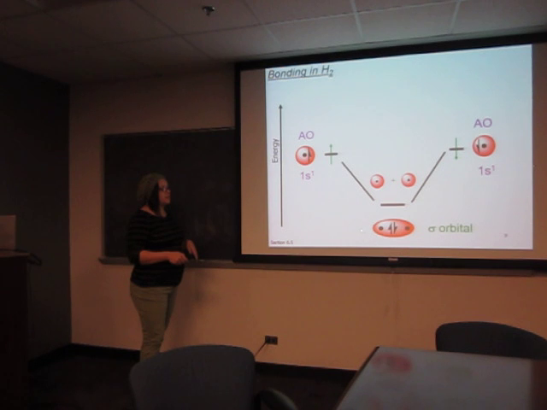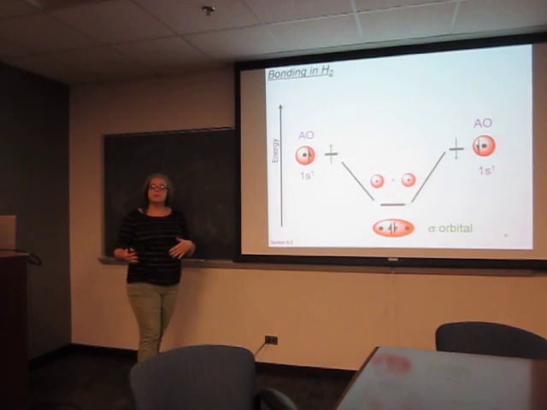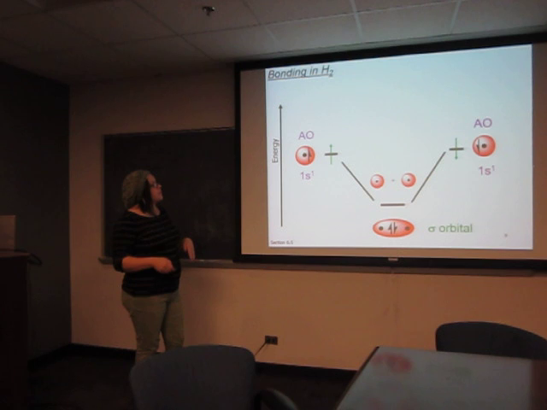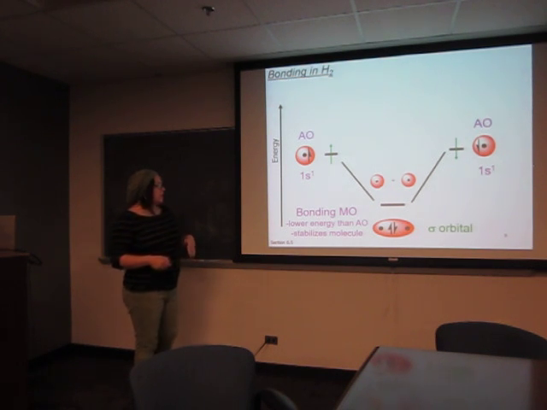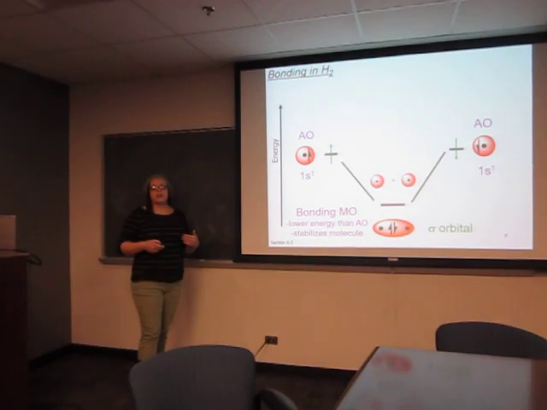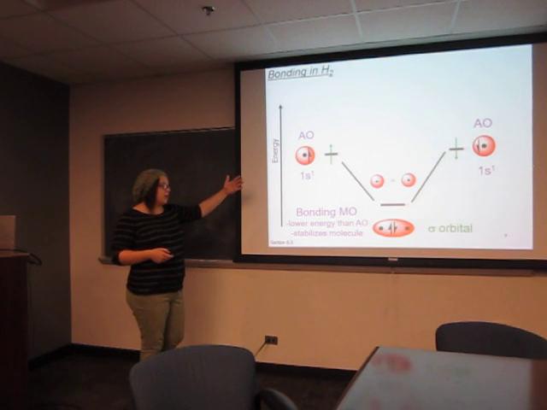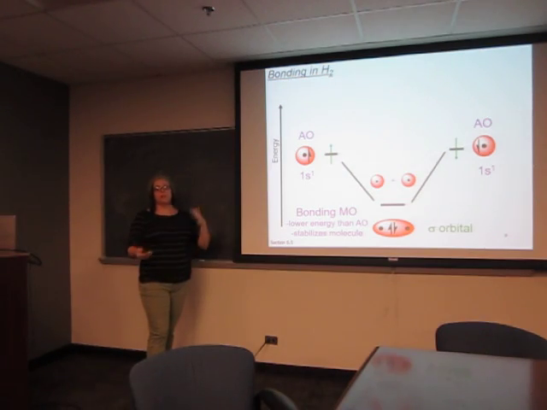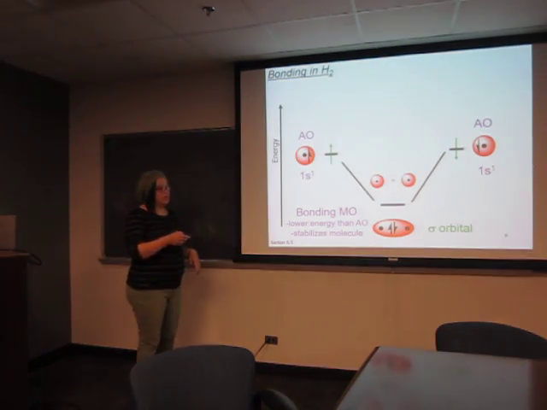Here's our axis of rotational symmetry. And we have constructive interference, so we've increased the area that our electrons have to move around in, which lowers the energy of our orbital. So our bonding molecular orbital is going to be lower in energy than the atomic orbitals that we started with. And that means that we're going to stabilize the molecule if we can move electrons into this orbital.